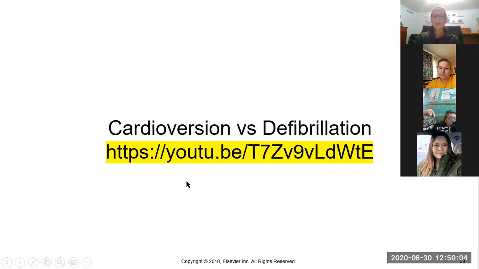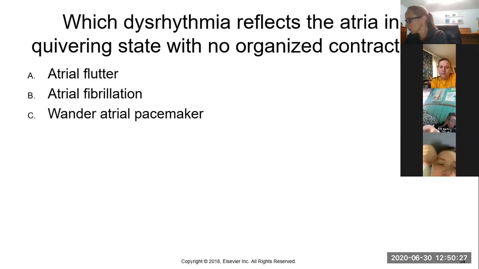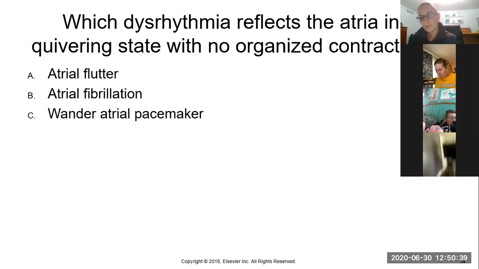Cardioversion, now on your learning board, if you want to learn a little bit about cardioversion versus defibrillation, it's on there for you, but I'm not going to spend time here. Okay. Which dysrhythmia reflects the atria in a quivering state with no organized contractions? So let's go to our one, if you don't know the answer, let's go through here and look at 141 to 148 and see if you can figure that one out. Look on page 142.